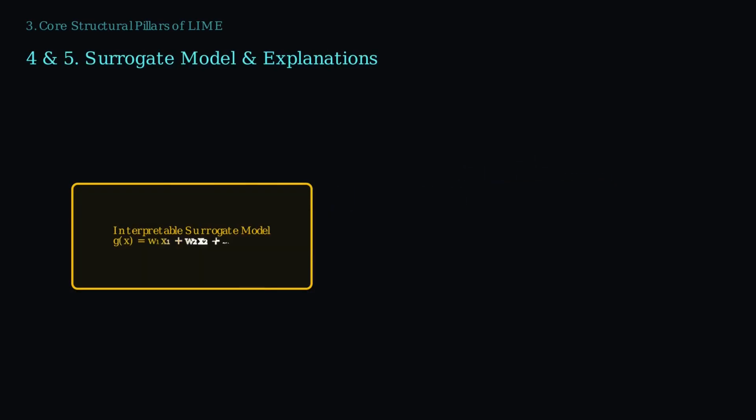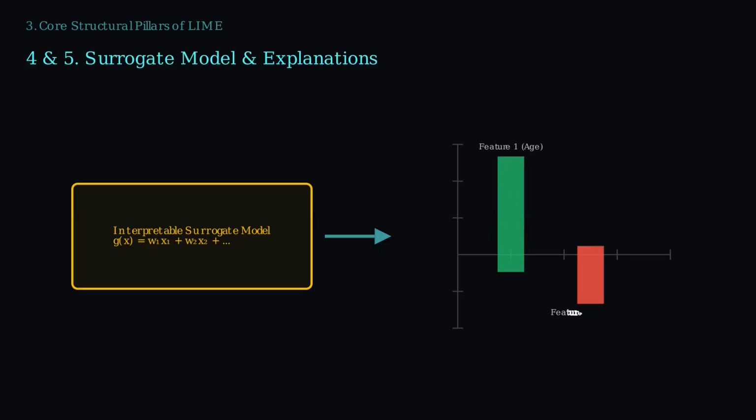Finally, we fit these weighted synthetic variations with an interpretable surrogate model, which is typically a regularized sparse linear regression model. Once fitted, the model parameters, specifically the coefficients or weights, translate directly into feature importance scores. A large positive coefficient implies that increasing that feature strongly drives the prediction forward. This gives us our final answer.